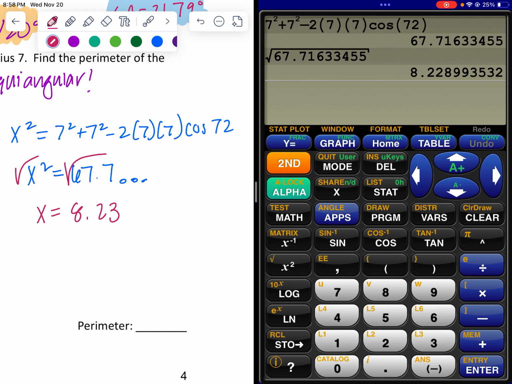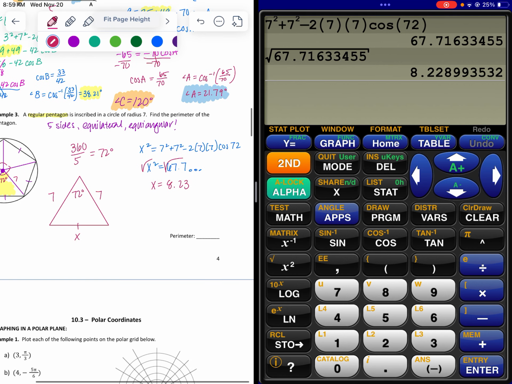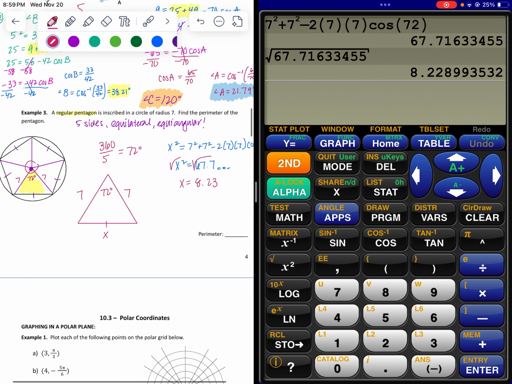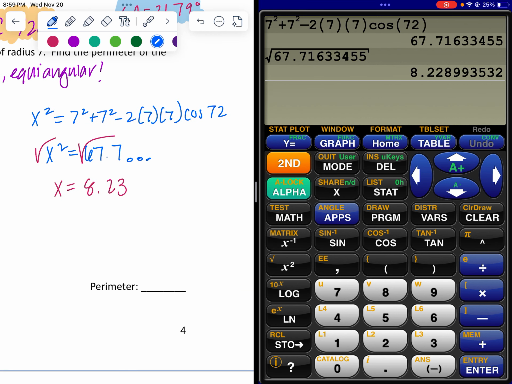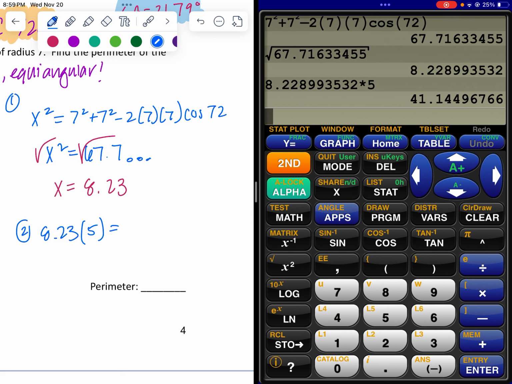Okay, now we found x. This is that value right here. Here's 8.23. However, there's 5 sides of the pentagon. So my last step is to multiply. So this was step 1. Step 2 is to multiply 8.23 times 5. So again, I'm just going to take this, copy and paste it.